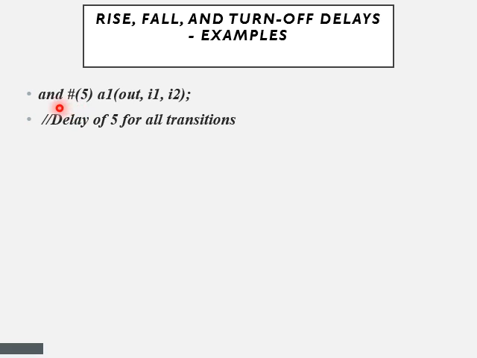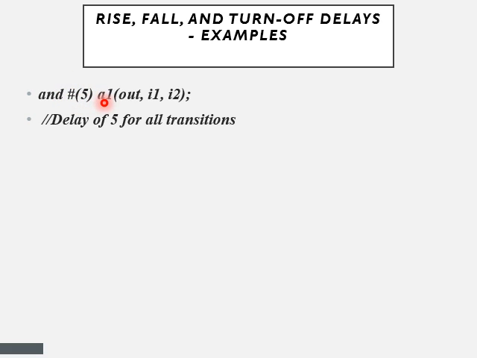Let us take the first example. Here, and is the name of the primitive gate in Verilog, followed by the delay. So far we have just instantiated the gates without specifying the delay. Now that we have come to this topic, note that delays are specified using a hash and, in brackets, the value of the delay. So here only one delay is specified.